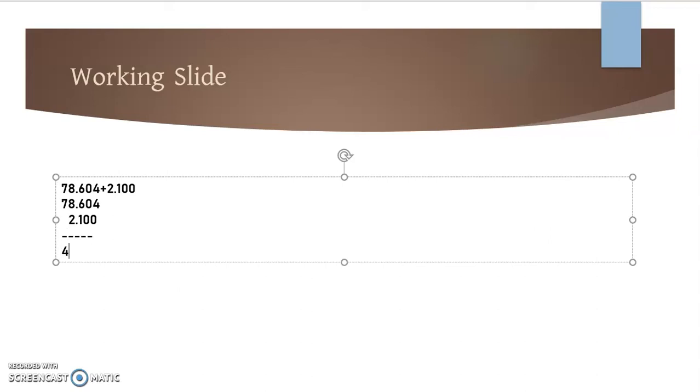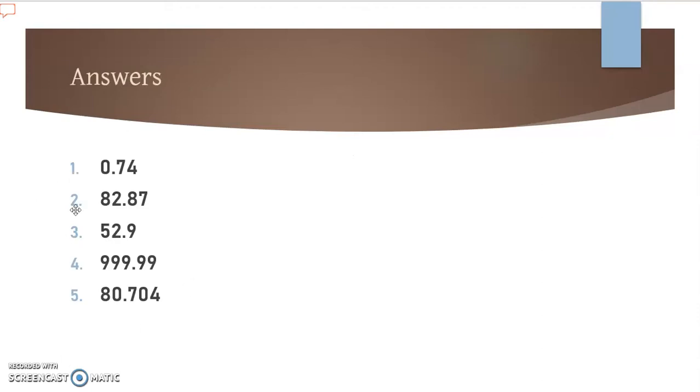4 plus 0 is 4. 0 plus 0 is 0. 6 plus 1 is 7. Again the point sign. 78 plus 2 is 10. 1 carry forward, and you get 7 plus 1, 8. 80.704. Now let's tally our answers. These are our answers. The last one was 80.704, and we can tally all of them.